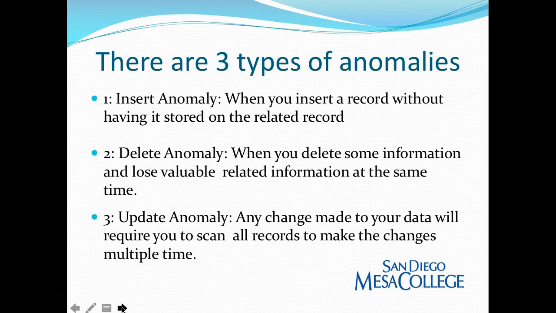The first is when we make an insertion into a record without having it stored on a related record. When 2 tables are dependent on each other, and you need to see an example of that as soon as possible, but when you insert a record without having it stored in the related record, that means there's an insertion anomaly. Data goes into one table when it should be in the other. A deletion anomaly is when you delete some information and lose any related information at the same time. An update anomaly is any change you make to your data that requires you to scan every record to make sure that changes happen multiple times.